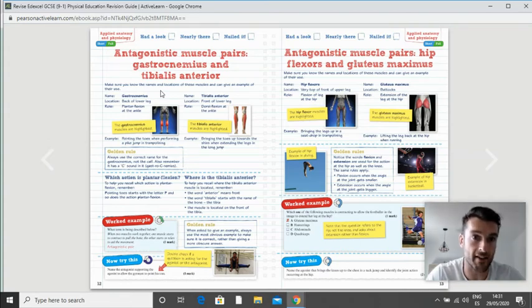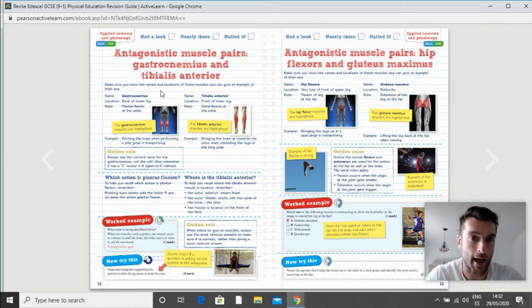Tibialis anterior is its antagonistic pair, and so it's found at the front of the lower leg, and it's responsible for dorsiflexion at the ankle. An example in sport is bringing the toes up towards the shins when extending the legs in the long jump. Any action when you bring your toes towards your shin would be an example of dorsiflexion. You may also do this when you're doing an inside pass in football, which would be another example you could use.